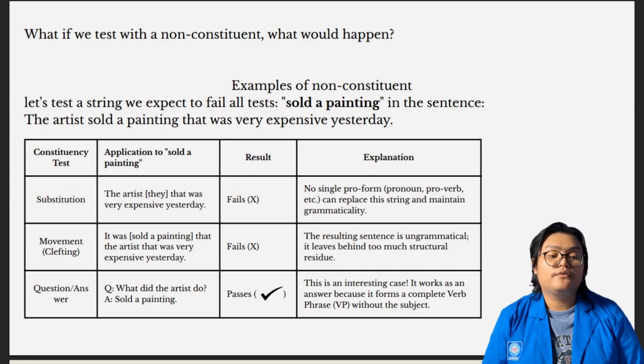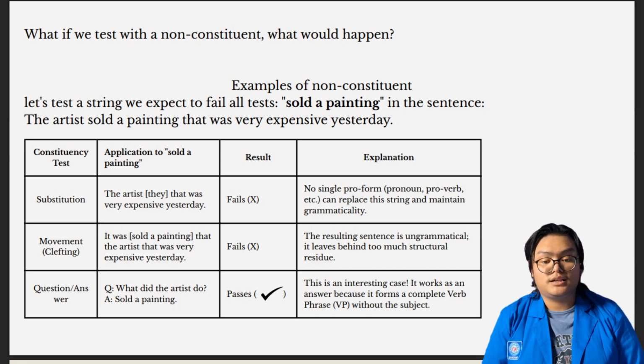No single pronoun form, pronoun, proverb, etc., can replace the string and maintain grammaticality. With movement: "It was a sold painting that the artist that was very expensive yesterday." This sounds awkward, so the result is fail. The resulting sentence is ungrammatical. It leaves behind too much structural residue.